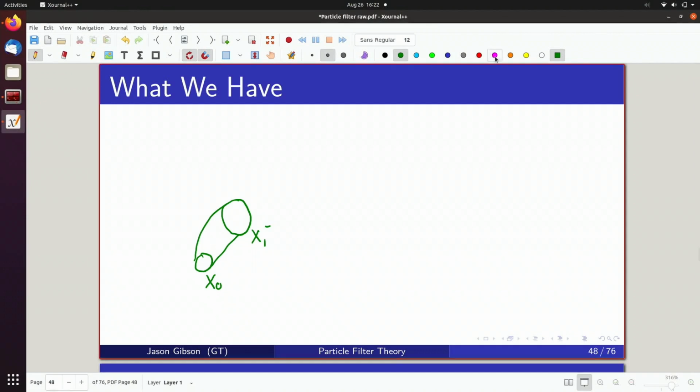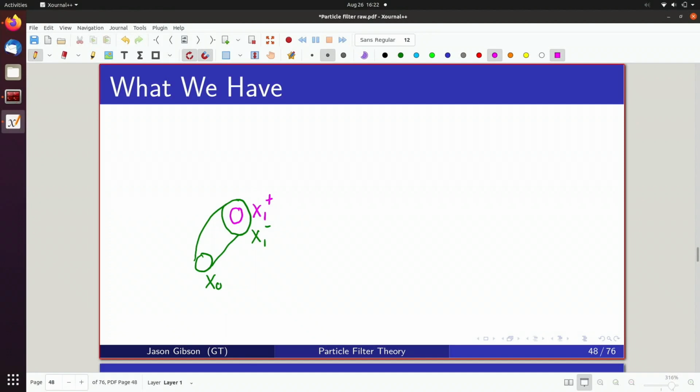Then let's say we get some sensor reading that says, oh, you're in this center point. So we're like, cool, we can shrink our uncertainty. We're more sure that we're in this little circle, and we get this x1 plus. So we've applied our sensor reading, and now we're potentially in a new state.